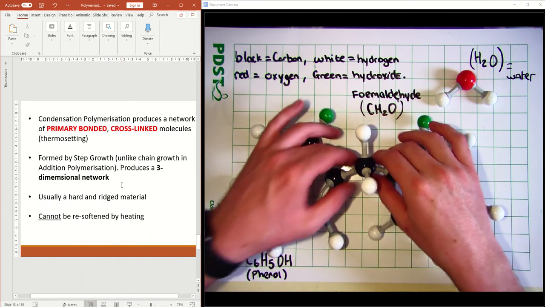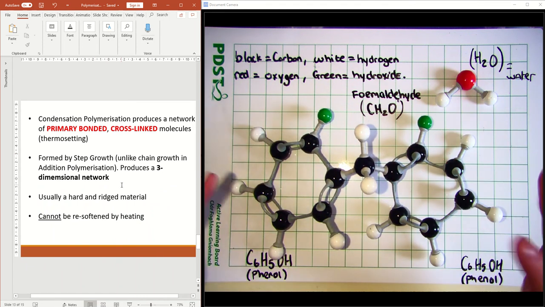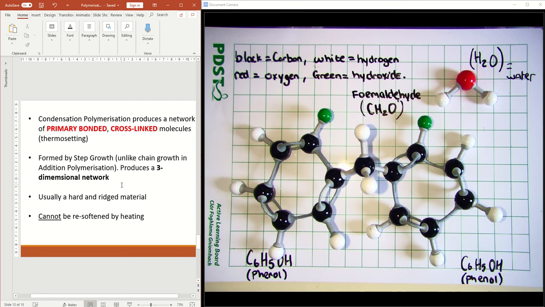Okay, so we see it's a three-dimensional network. It'll start to come out, expand everywhere. Okay, so it's three-dimensional rather than in chain growth. It's usually a hard and rigid material, and as I said, they're the properties associated with thermosetting plastics, and again, it cannot be softened by heating.